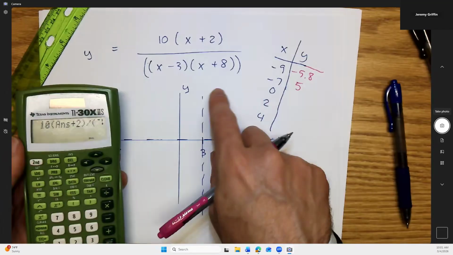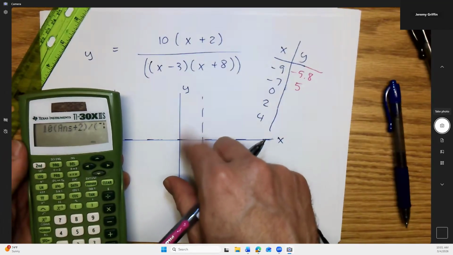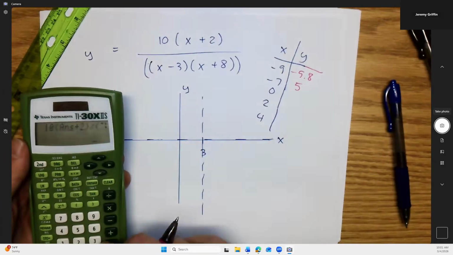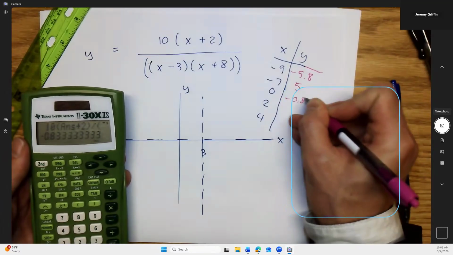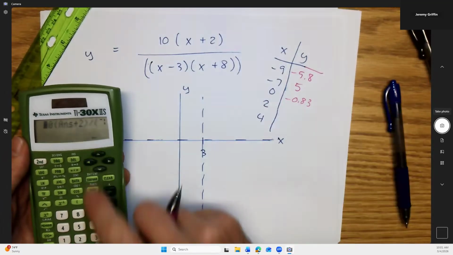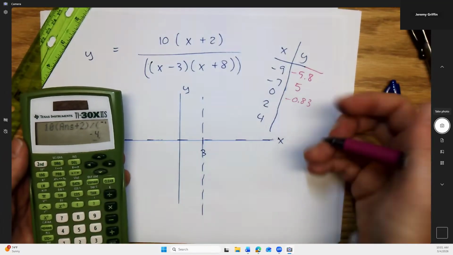Guys, if I plug in 0, that also tells me what's the name for x equals 0? It's the y-intercept. That's at -0.83 something, the y-intercept. So you guys know how to find the y-intercept? You set x equals 0.